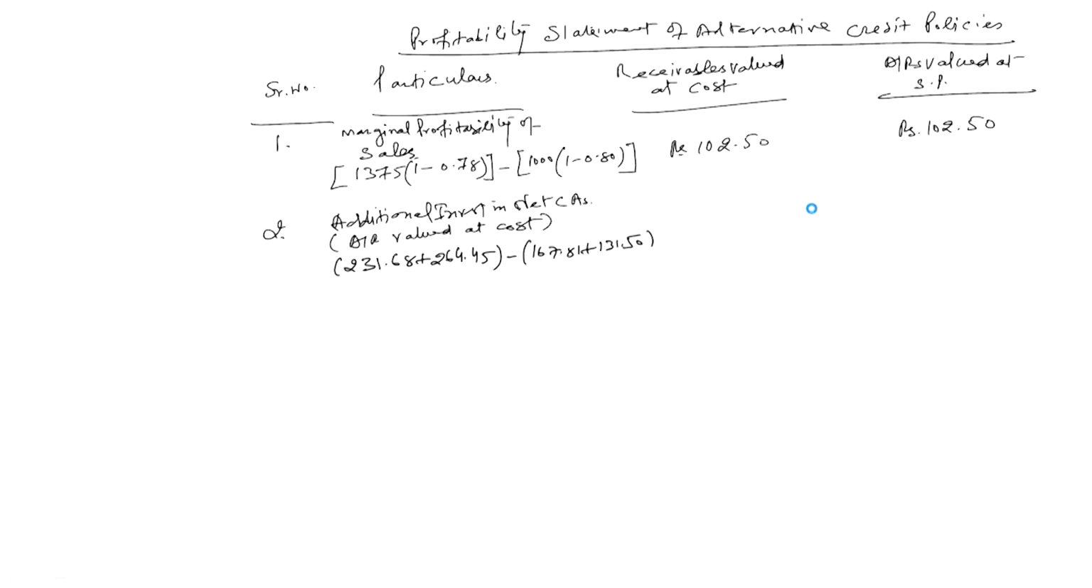So if you calculate this total investment, that is 231.68 plus 264.45, this is the additional investment. Now the total investment, the new investment, and what was the existing investment, the sum total is this investment. So the additional investment we are making here, this minus this, works out as 196.82 crores. This is 196.82 crores, when the receivables are valued at cost.